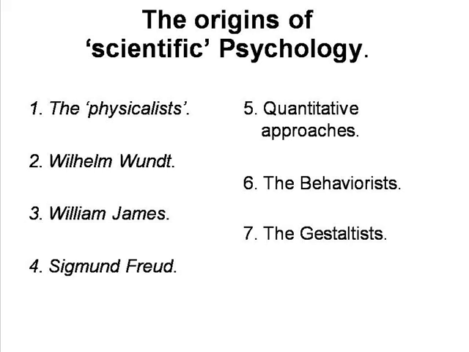The quantitative approaches represented by Francis Galton, Alfred Binet, and others who tried to measure individual mental differences. The American-dominated school of behaviorism, and finally the originally German-dominated Gestaltist tradition, which emerged as an alternative to what was seen as the narrow confines of Wundt's approach.